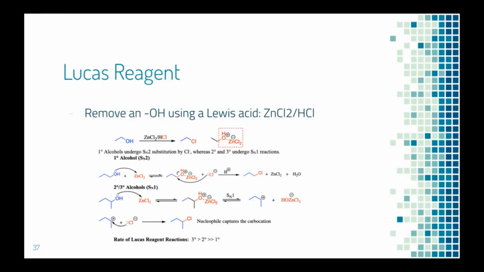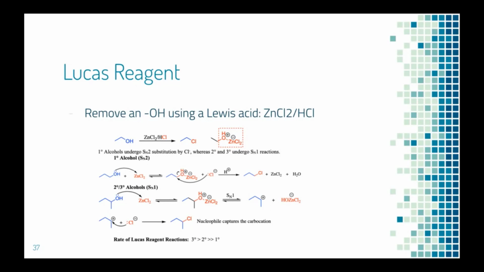So next I want to talk about the Lucas reagent. And you guys, I'm sure, have heard of this. And this is removing an alcohol using a Lewis acid. And so that's zinc chloride with hydrochloric acid. And so the summary of the reaction is at the top, where there's a primary alcohol, and then it's reacted with your Lucas reagent, and now it results in a chloride where the alcohol previously was.